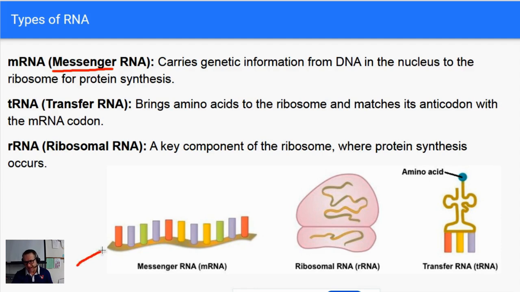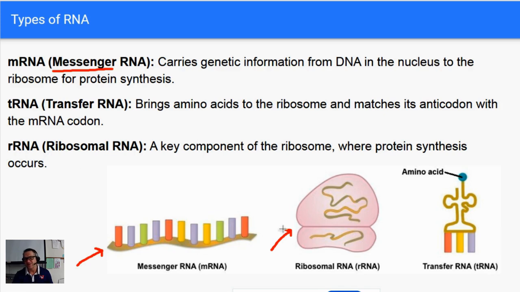So this is the guy. It's going to copy the code. It's going to copy what's called a gene in DNA. It's a small segment of DNA. It's going to copy it, and then it's going to leave the nucleus and head to this, the third one, ribosomal RNA. Now remember, if you're going to forget one, this is the one to forget because it's usually the one that's not on the test.